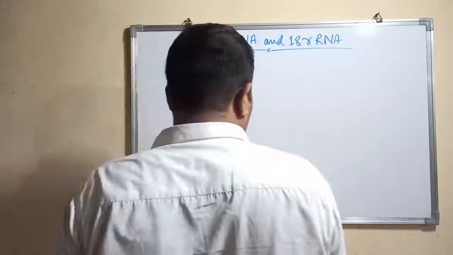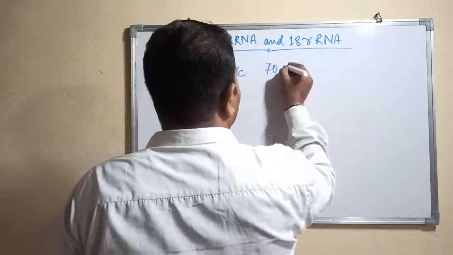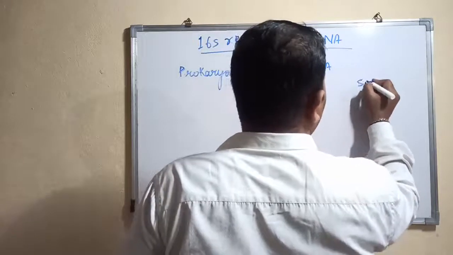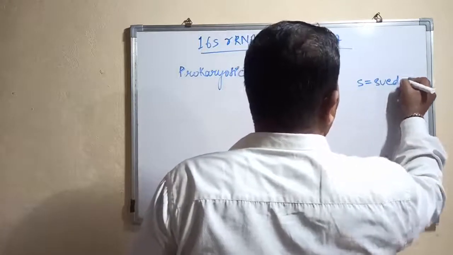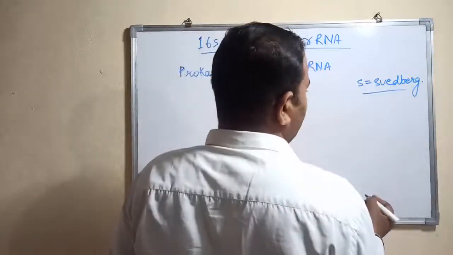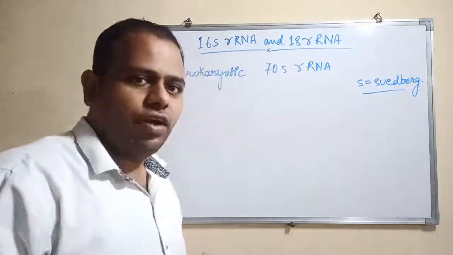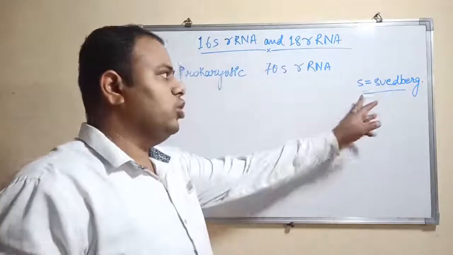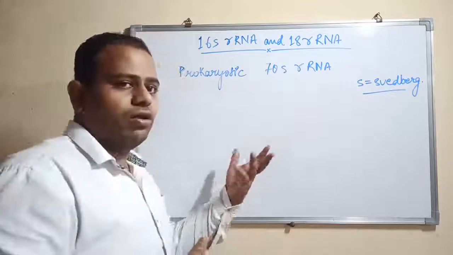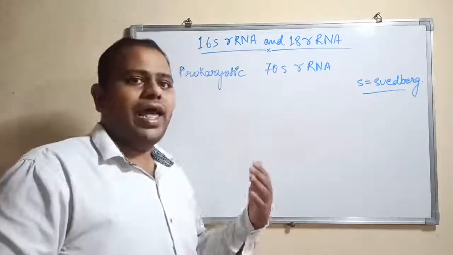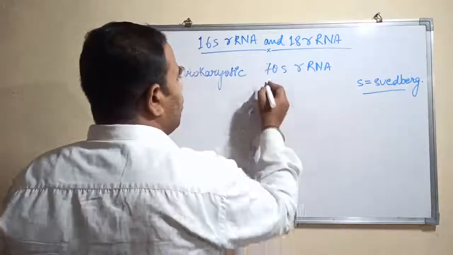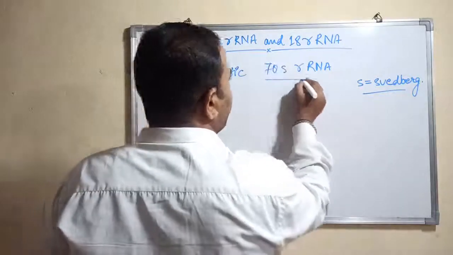Okay, so in the prokaryotic cell the ribosome is 70S. Here S means Svedberg's unit. Svedberg's unit is the determination of density in density gradient centrifugation. So the unit given here is S. The size or the density at which the ribosome gets aligned in a density gradient centrifugation is called the Svedberg's unit. So the prokaryotic cell has a 70S ribosome.